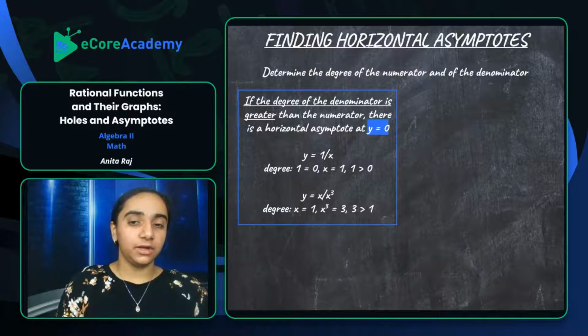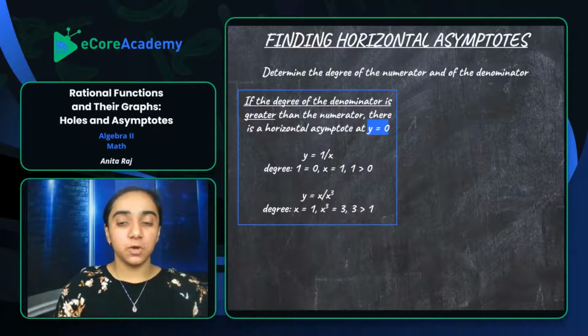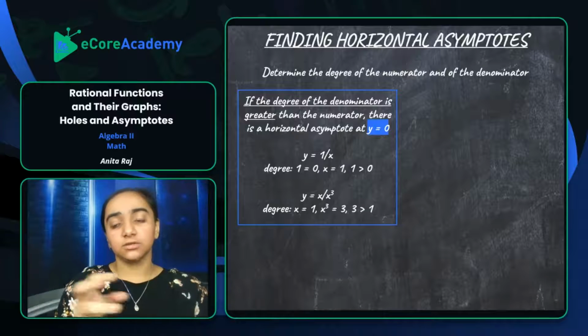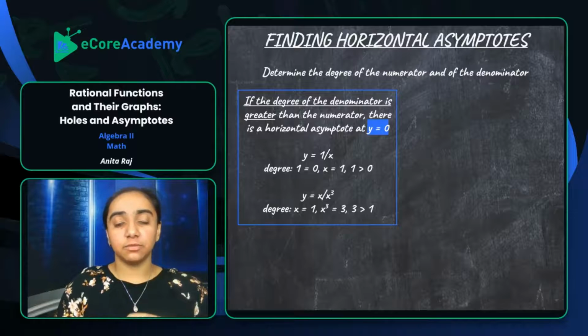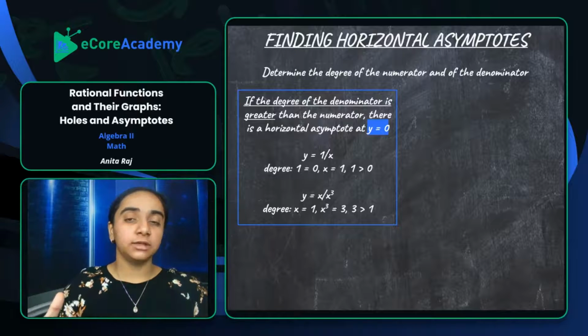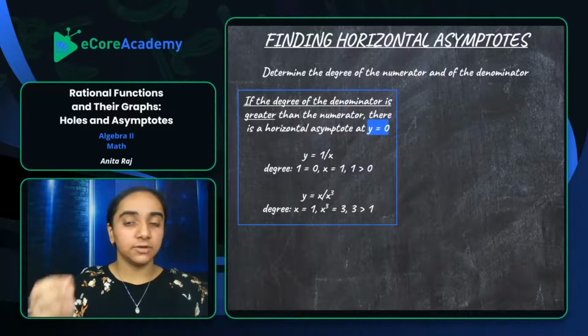The degree of the denominator, which is x, is a linear term, so it's 1. In this case, 1 is greater than 0, so the denominator has a greater degree than the numerator. And we're automatically going to know that there's a horizontal asymptote at y equals 0.